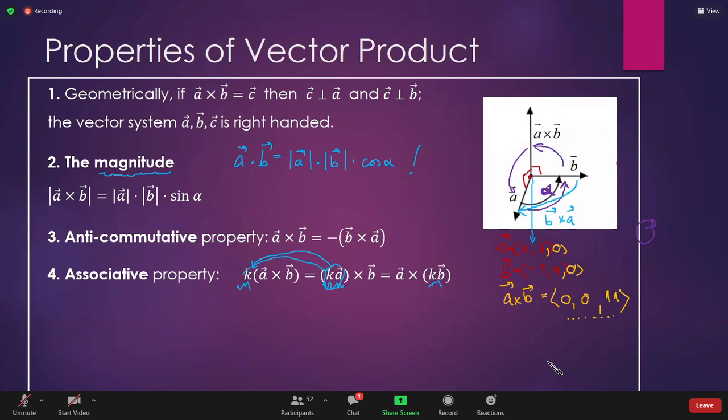Okay, eraser, come on. Erase this. Next.